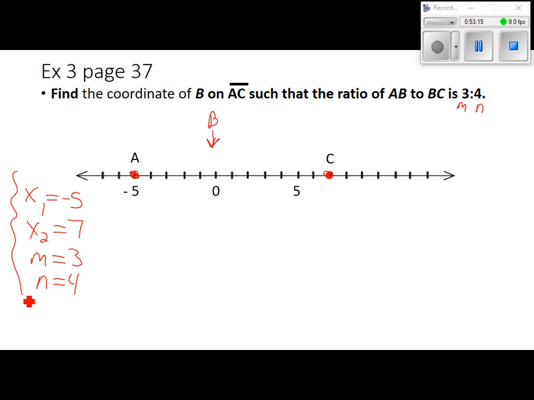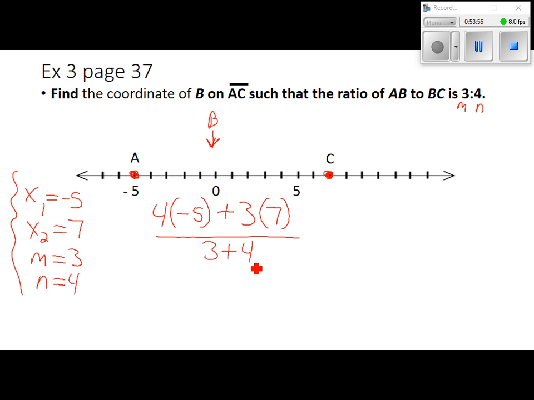Now we're going to plug into the formula. I got the formula written up here so I don't have to continue to do it. What's N? 4 times, what's X1? Negative 5. Plus, what's M? 3. What's X2? 7. Over, what's M? 3. What's N? 4. Now, once you have that written down, then we'll talk about it.